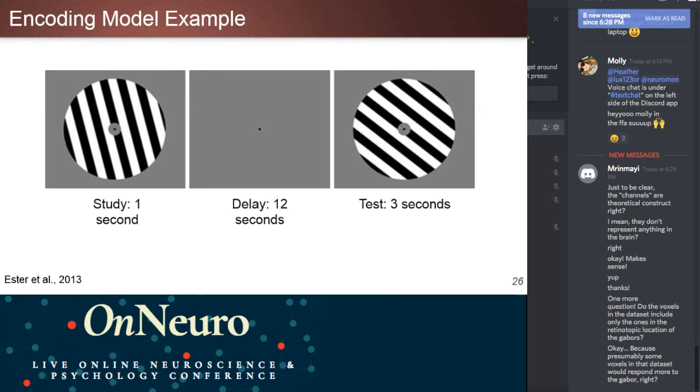In this case, they presented oriented gratings for 1 second, and then the subject in the scanner had to, and again, stop me at any point if things are getting confusing, the subject had to keep in memory the orientation of this grating over a delay of 12 seconds. And then they were tested on what the orientation was. They're represented with a grating, and they can rotate the grating to match what the original stimulus was. And what the authors of this paper wanted to do was to decode what the orientation of the gabor was during the delay. And unlike the tutorial that we were going through, these gabors could occur in any orientation. So 1 degree, 2 degrees, not just the 20-degree intervals from before.